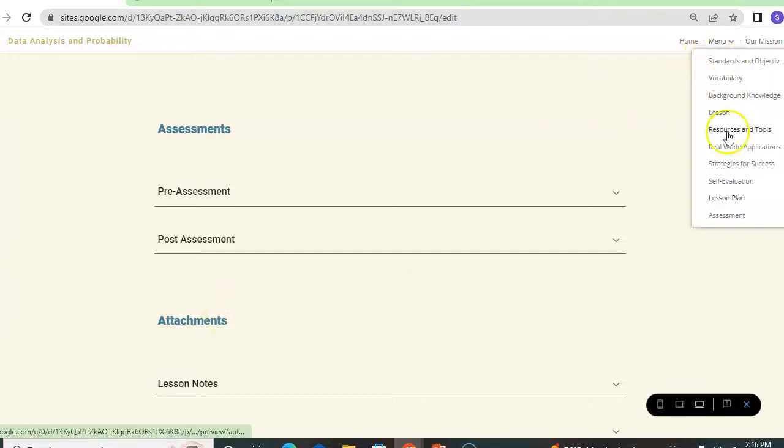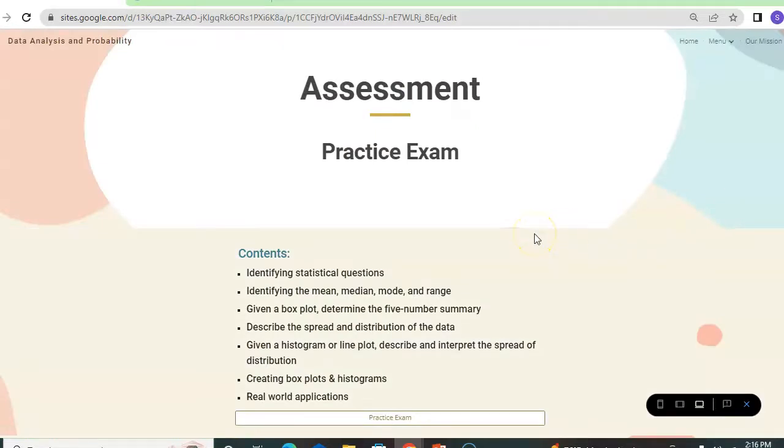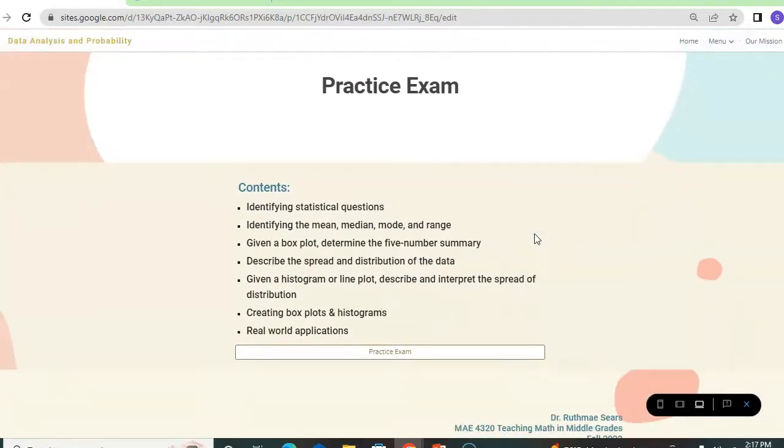Finally, it's a good idea before your unit test comes to check out the assessment page. Here we have provided you a practice exam complete with an answer key.